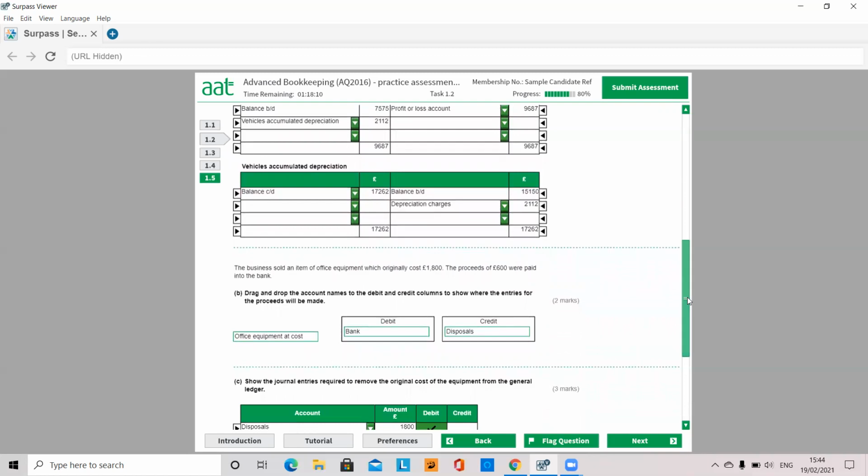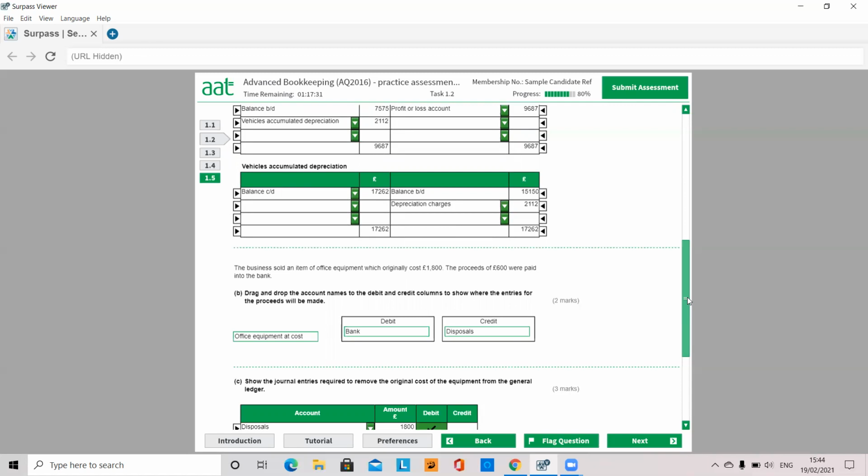It then says that the business sold an item of office equipment for £1,800. The proceeds of £600 were paid into the bank. If I was doing this in class, I would draw the T account, because I prefer to, where we've got the office equipment sat there on the debit side of £1,800, okay? And it's going to be disposed of. So what we would do at that point is credit the office equipment account for £1,800 to close it, and the narrative would be disposal.